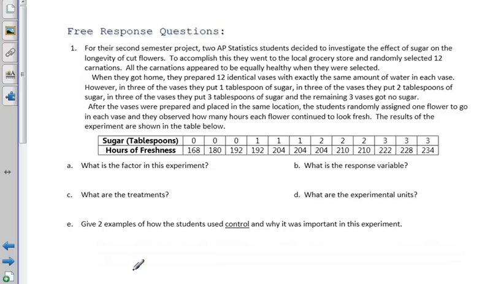All right, so let's go through the free response problems. This one's talking about an experiment. Not a lot of math set up here. They're just going to walk you through the different things you need to know.